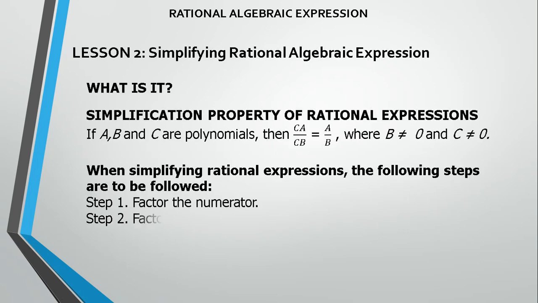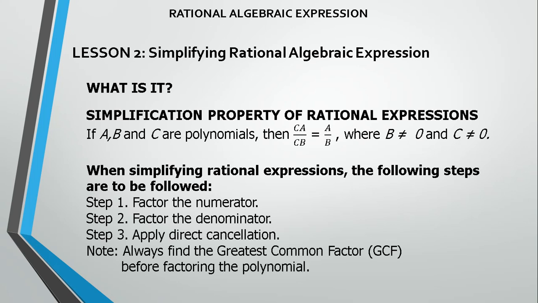So for lesson 2, simplifying rational algebraic expression. So simplification property of rational algebraic expression, we have here if A, B, and C are polynomials, then C times A over C times B is equal to A over B, where B is not equal to 0 and C is not equal to 0. Dapat hindi equal 0 si B dahil si B ay ating denominator, tapos si C is not equal to 0 because if C is equal to 0 times B, so therefore our B is 0.